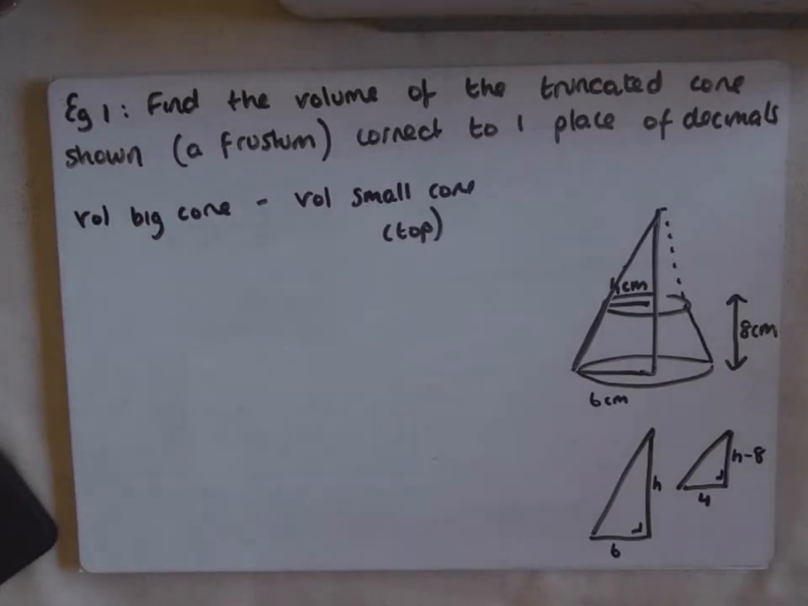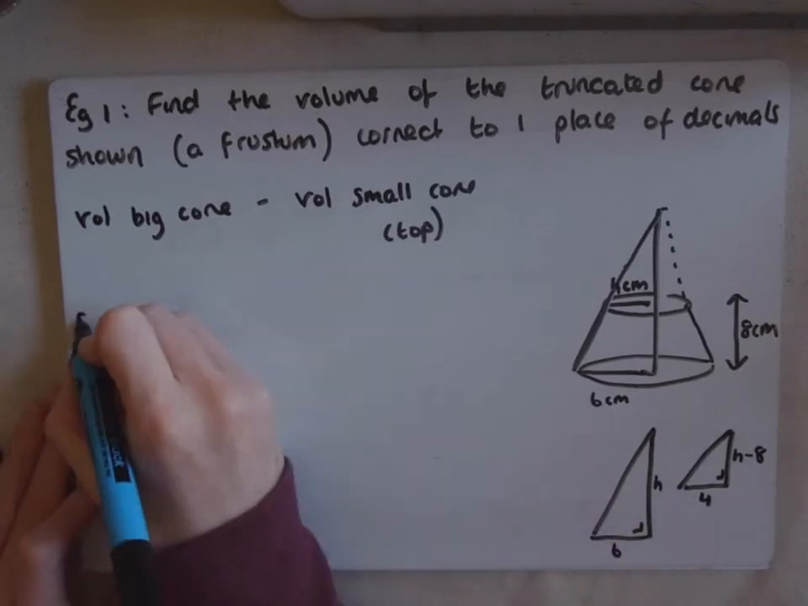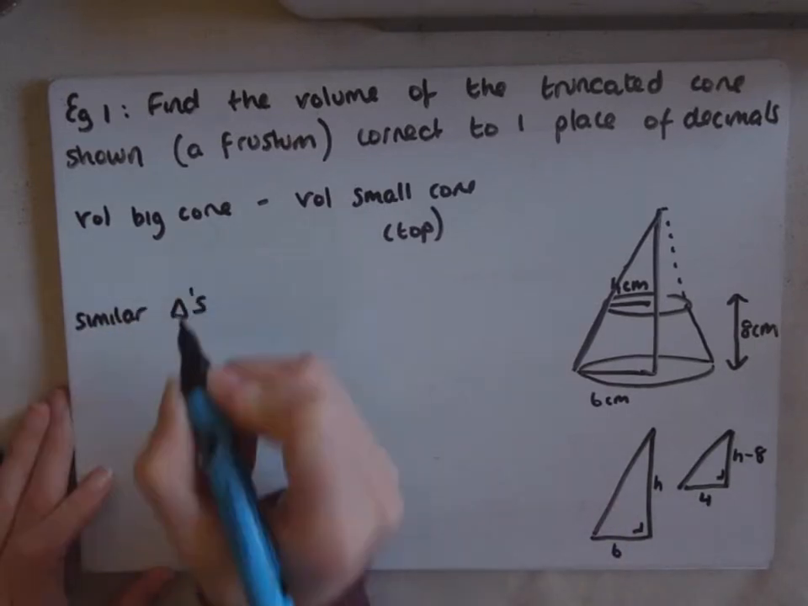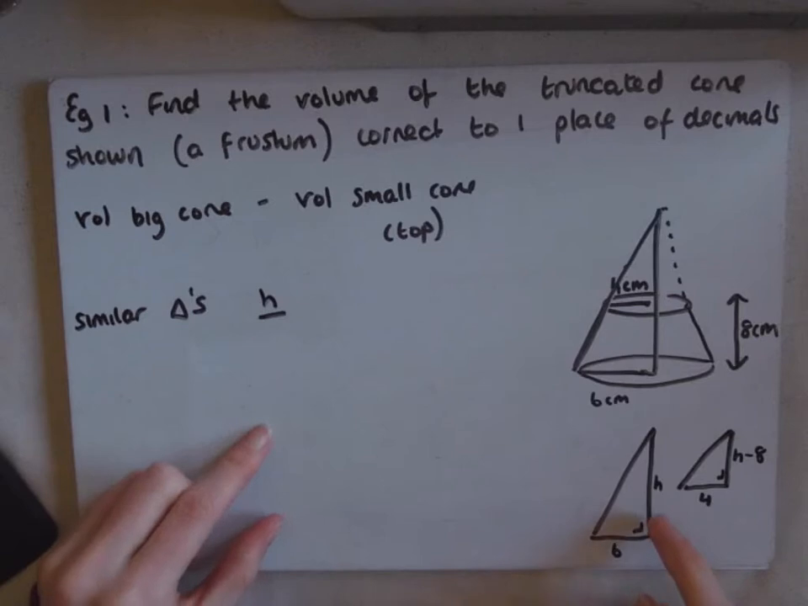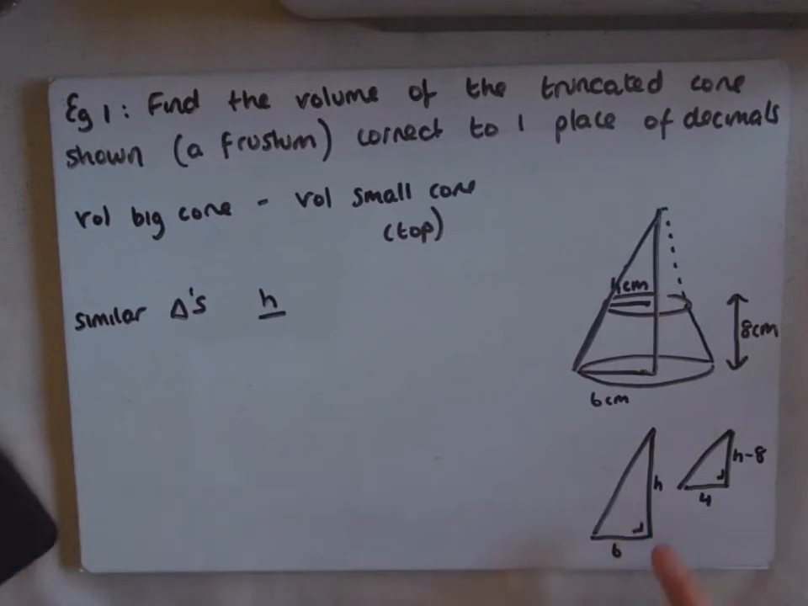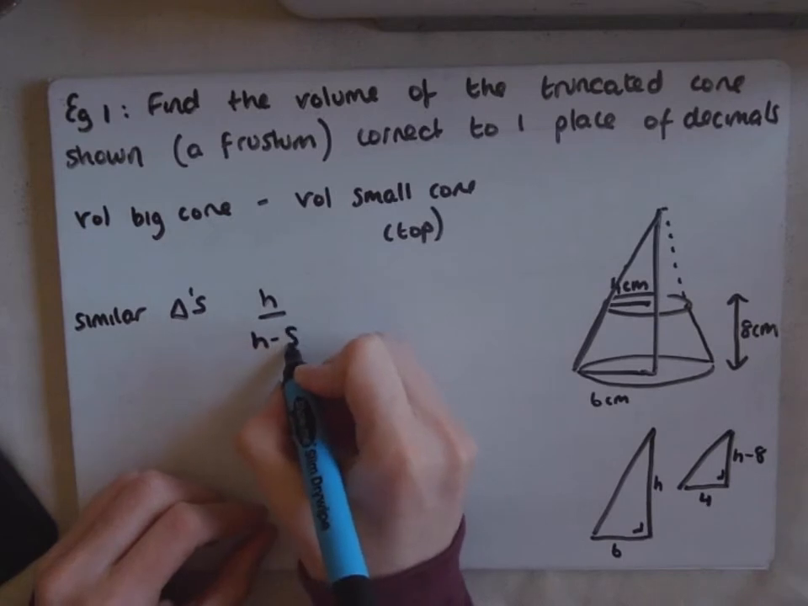Okay, good. So similar triangles is when you put one side in this triangle over the same side in this, and put it equal to this side over this side. So that's going to allow us to find out what h is, and once we find out what h is, we can use that to find the volume. Okay, so similar triangles, just write a note to yourself. If you're starting on the left triangle, so h over, what's the same side but in the smaller triangle? The corresponding side. H minus 8. Yeah, h minus 8, okay.